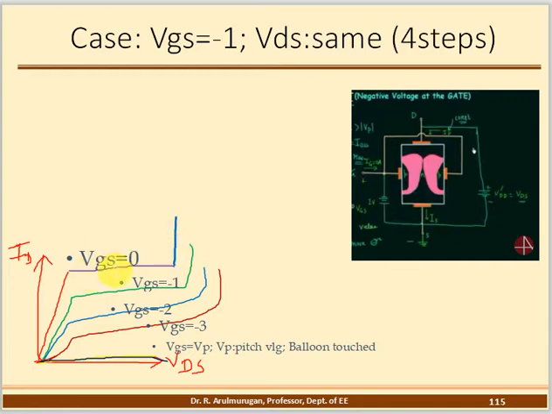VGS equal to 0. Similarly, VGS equal to minus 1, minus 2, minus 3, and then minus 4. When you go to minus 4, the VGS voltage is equal to the pinch-off voltage. Pinch-off voltage means the channel is totally touched, so it is almost on the x-axis line.